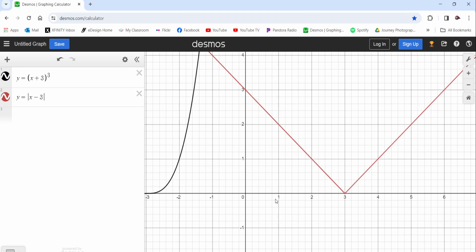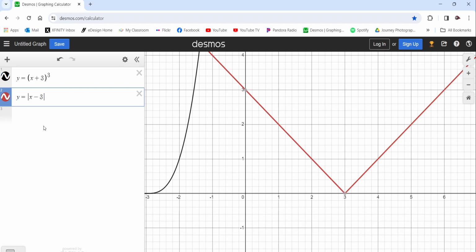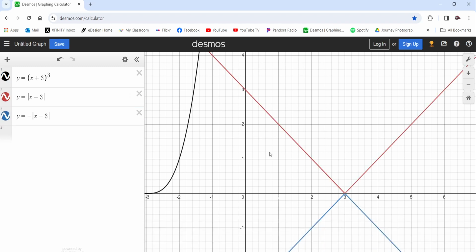But a reflection. Here, I'll just show you what a reflection is going to do. Let me just do this super quick. Bell's going to ring, but just hang on until I finish this. It won't take long at all, I promise. So watch. What if I put a negative outside of here? What do you think it's going to do to that? Put a negative right there. Look what it did to it.